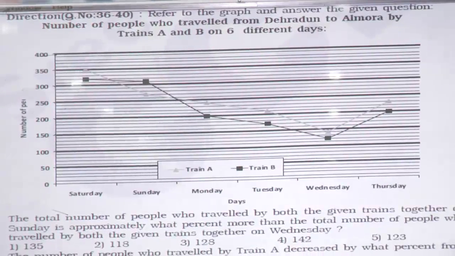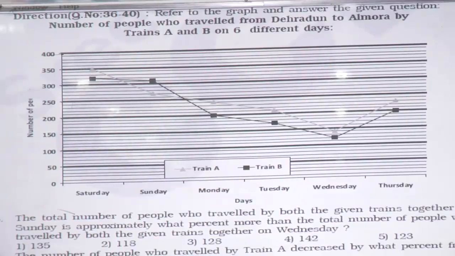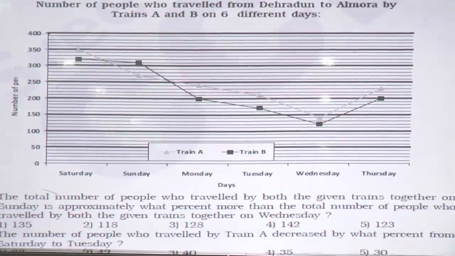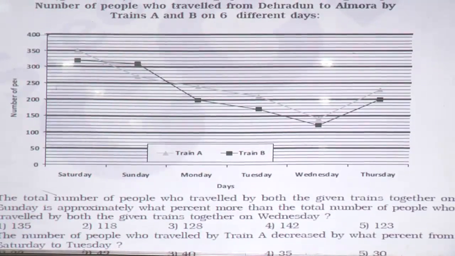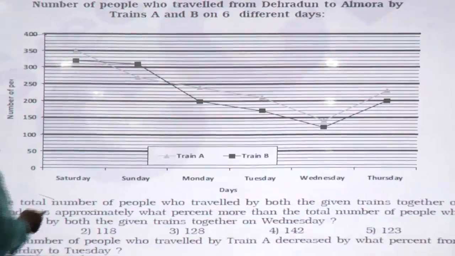The total number of people who traveled by both the given trains together on Sunday is approximately what percent more than the total number of people who traveled by both the given trains together on Wednesday? Sunday to Wednesday, percentage, Sunday. Come on, how much is this?